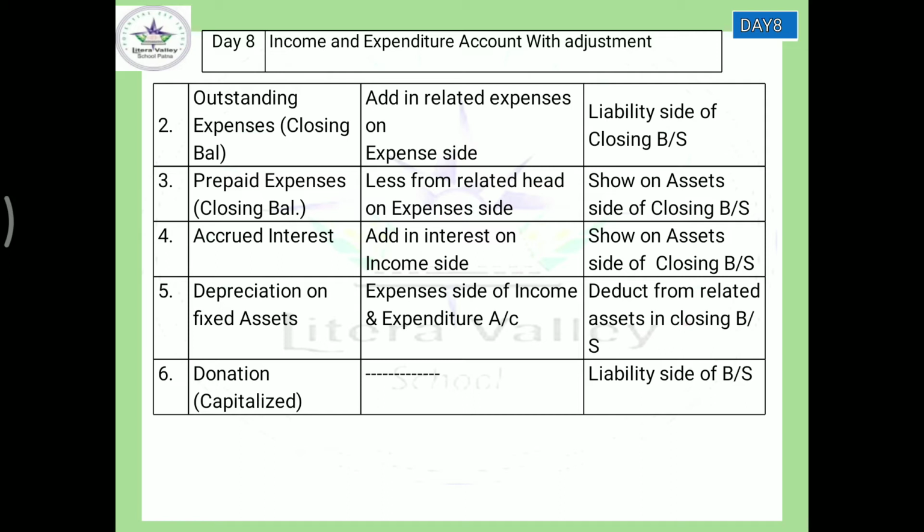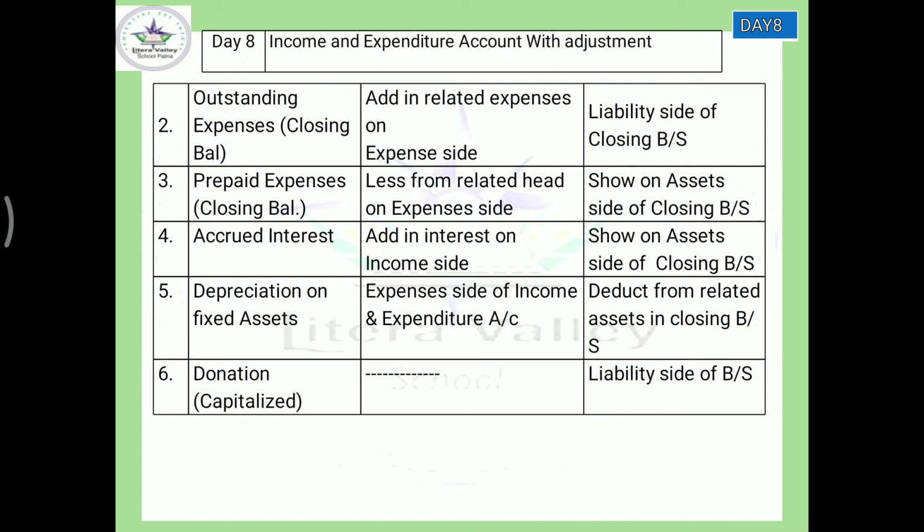What do you mean by closing balance here? The outstanding expenses for the current year will be treated as closing balance, and for the previous year will be treated as opening balance. So the closing balance of expenses will be added and the opening balance needs to be reduced.